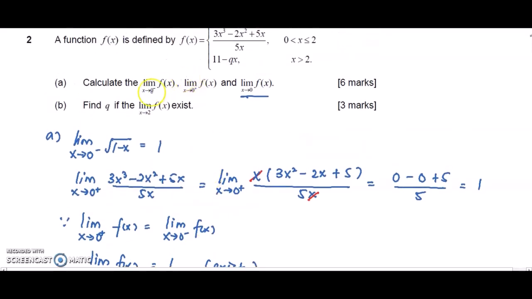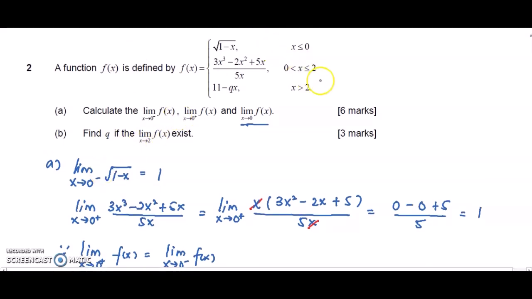Now we proceed to question B. Find Q if the limit when x approaches 2 exists. Again, 2 is the boundary value. So if you want to find the limit, you have to be careful. You have to consider the left-hand limit and the right-hand limit, because to the left and right of 2 we're taking different subfunctions.